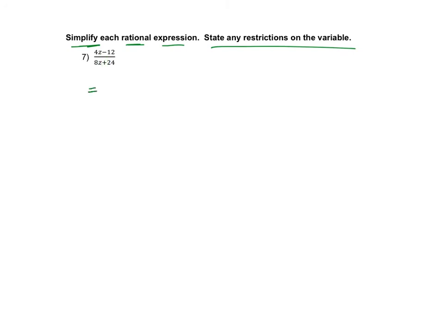So this is the same as, you can see, between 4 and 12, it's 4. So it's c minus 3 divided by the common factor on the denominator, which is 8. So I have c plus 3, right? So I can simplify the 4 and the 8. So this is the same as c minus 3 divided by 2 times c plus 3.